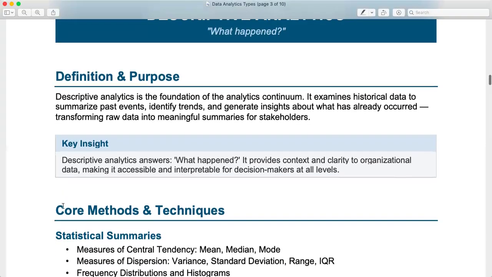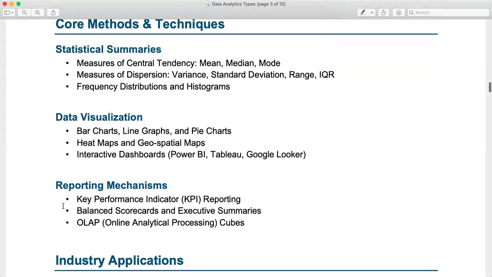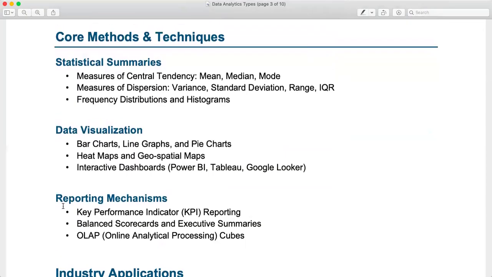If we look at the core methods and techniques, there are statistical summaries like mean, median, mode. These are the measures of central tendency. Then we have measures of dispersion like variance, standard deviation, range, interquartile range, and then there are frequency distribution and histogram. So these are all statistical summaries that are our core methods.